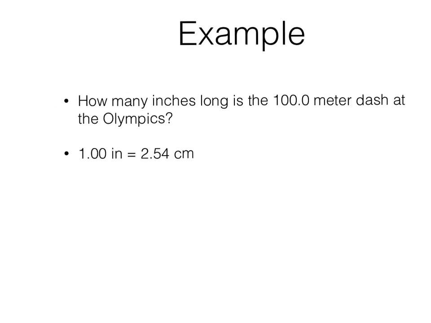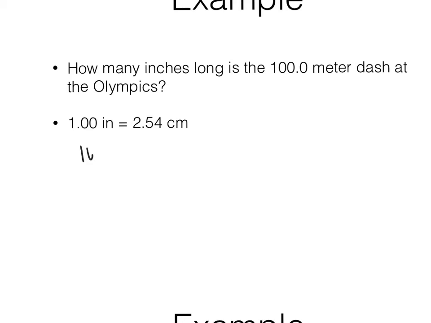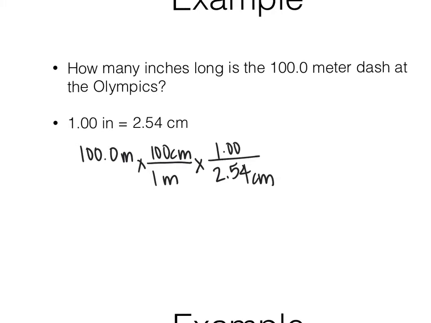So in this case, we want to look at the 100-meter dash in the Olympics. How many inches is this? We're going to take our 100 meters, and the unit conversion provided is in centimeters, which means that we need to convert. So in 1 meter, there are 100 centimeters, and there are 2.54 centimeters in 1 inch. When we plug this into our calculator, we should get 3,937 inches, which has 4 significant figures, so that answer is correct.